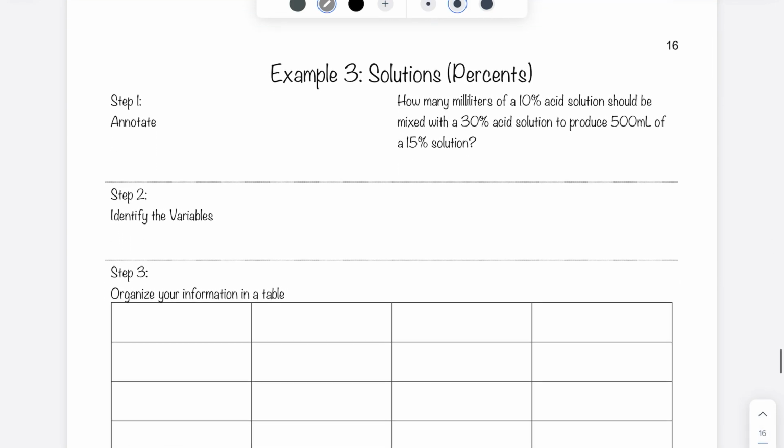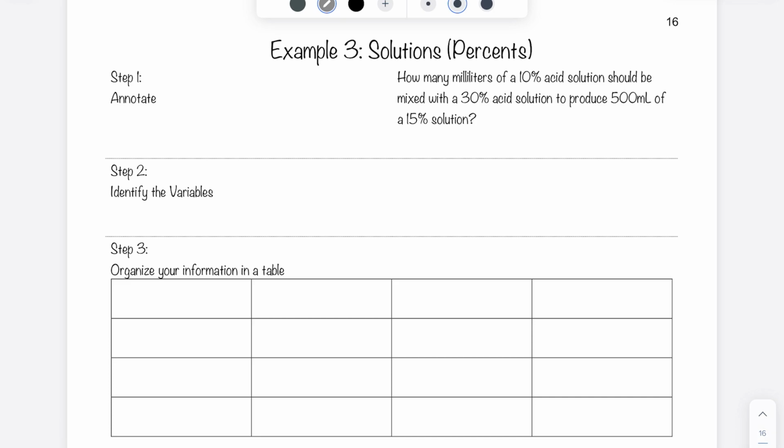All right, next, solutions. So this is a very particular type of problem that you will see often, is when they're talking about percent solutions. So first step, again, I'm going to go ahead and annotate this. So how many milliliters of a 10% acid solution should be mixed with a 30% acid solution to produce 500 milliliters of a 15% solution?